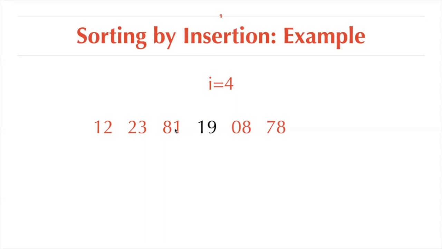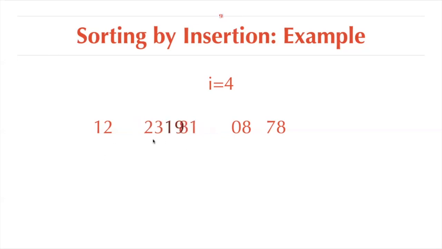Then again it will check, it will compare 19 with 23, and again it will find that 19 is less than 23. Then again position will be swapped, and 19 will be at I equal to 2. And 23 will be at I equal to 3. Then again the comparison will happen between 12 and 19, and it will find that 19 is greater than 12. So now there will not be any swapping, and the final position of 19 will be I equal to 2 in this move.